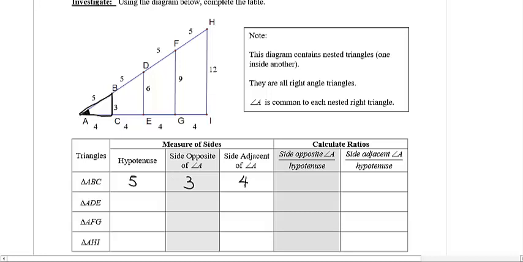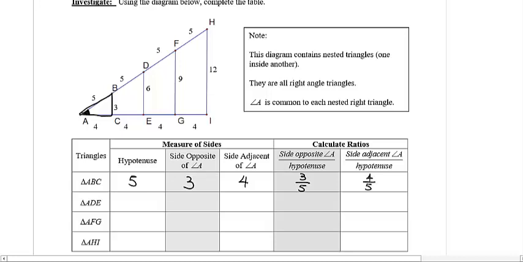Now, once you've done that, can you calculate these ratios? What's the side opposite of A divided by the hypotenuse? Well, I think that's the ratio 3 over 5. Do you agree? Side opposite of A, 3, hypotenuse 5. What about the other one, side adjacent? Well, that would be 4 over 5.